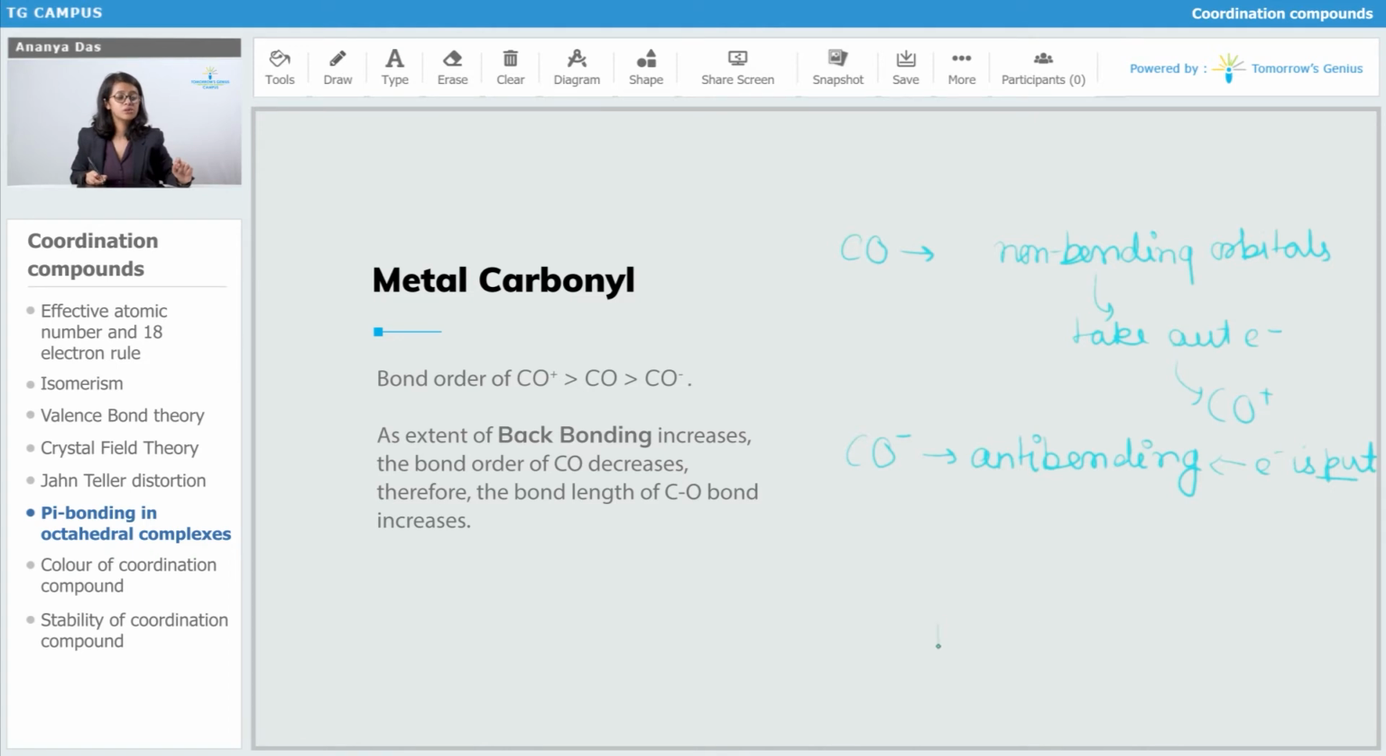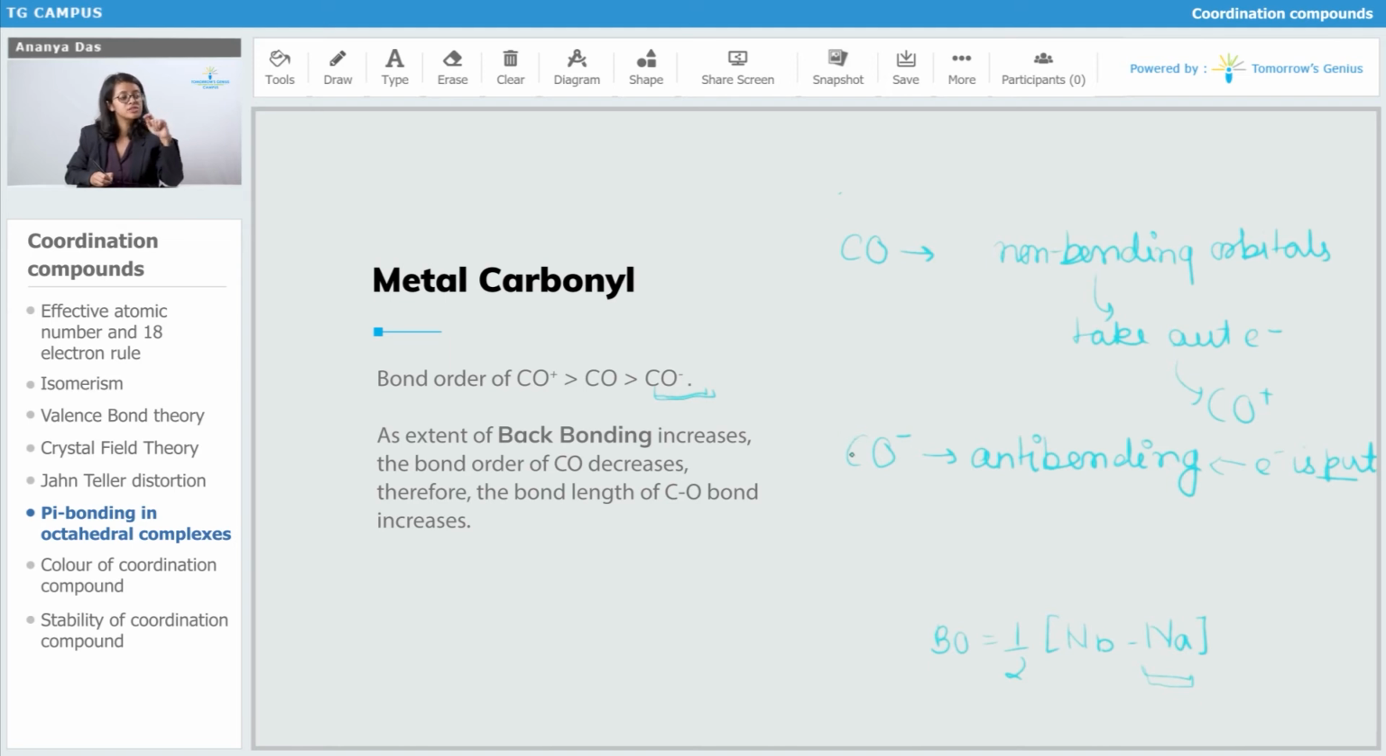Now we know that the bond order is equal to half into number of bonding electrons minus number of anti-bonding electrons. Therefore, the bond order of the CO negative is going to be the least, because as the number of anti-bonding electrons increases, the bond order decreases, because anti-bonding is getting subtracted. That means CO negative will have the least bond order.